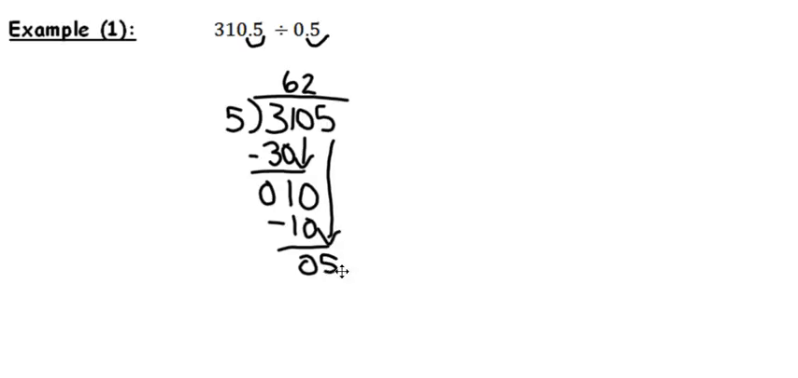5 fits into 5 1 times. 1 times 5 is 5. You subtract, you get 0. There is no other number to bring down, and you have a 0 remainder, so you can stop. So the answer to 310 and 5/10 divided by 5/10 is 621.